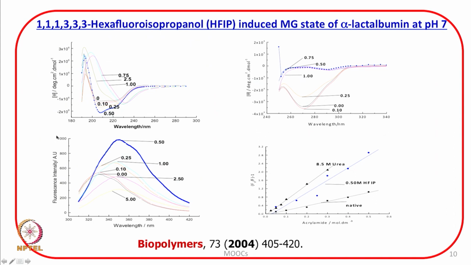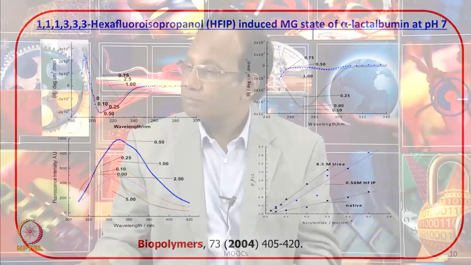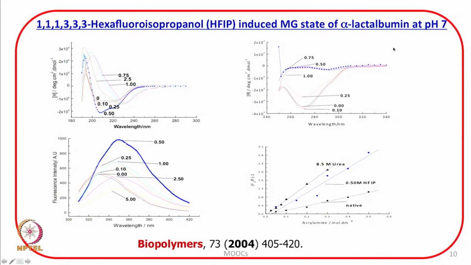We will discuss the molten globule state formation and its thermodynamic characterization in the next lecture, but alpha lactalbumin at pH 7 without the removal of calcium ion shows a molten globule like state in presence of 1,1,1,3,3,3 hexafluoroisopropanol. And we have just discussed how circular dichroism spectroscopy can be qualitatively used in establishing the molten globule like state.